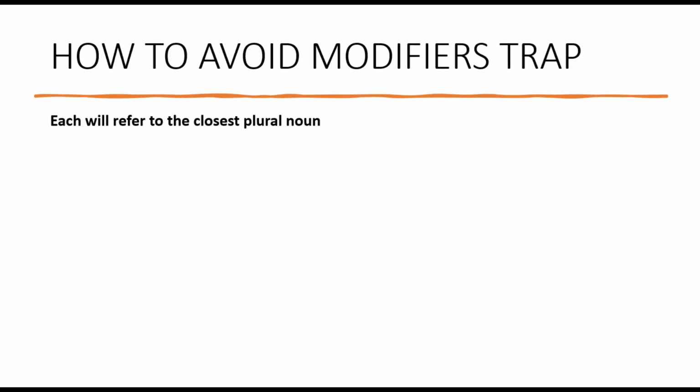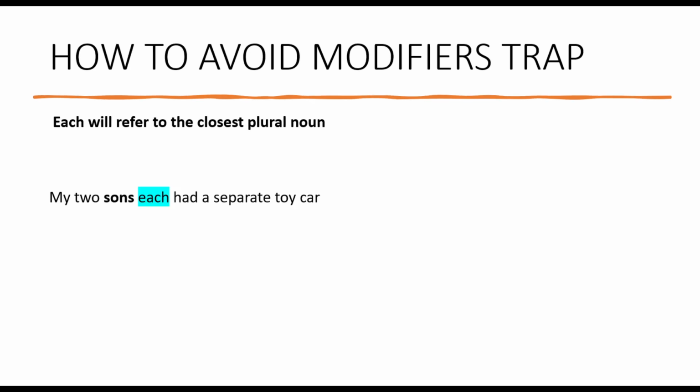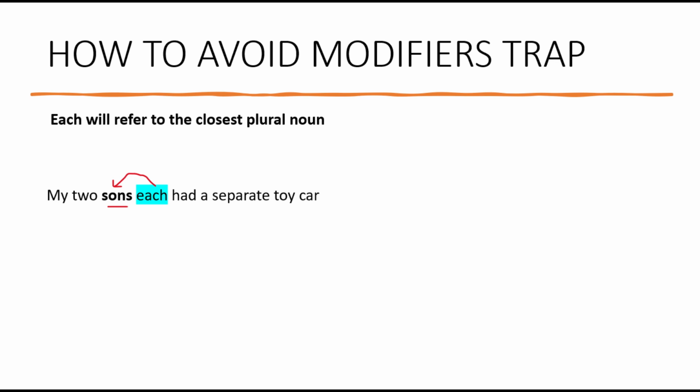Now, let's move on to another trap involving modifiers. When each is used, it refers to the closest plural noun, making sure you are considering the right context. For instance, consider this sentence: my two sons each had a separate toy car. Here, each refers to the plural noun sons. This keeps the meaning clear and avoids any confusion.